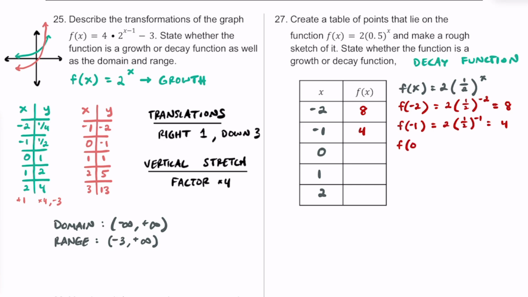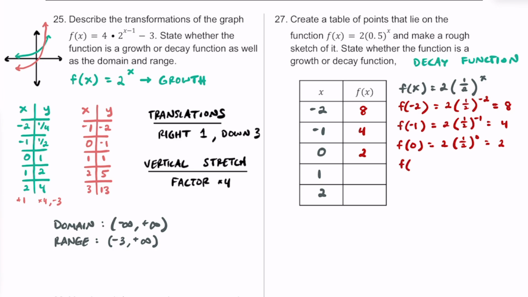f of 0 should be a little bit easier. It's going to be 2 times 1/2 raised to the 0th power. 1/2 to the 0th power is just 1. 1 times 2 is 2. Hopefully you can see a pattern here, that as you keep going down, we're taking half of each of the previous one, or raising it to the -1st power. As we go down the table, as these exponents are increasing by 1 each time, you can see that our y values are actually getting smaller, hence the decay we said earlier.